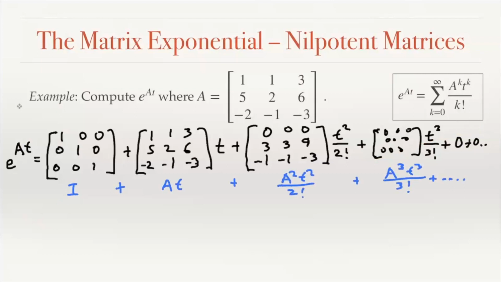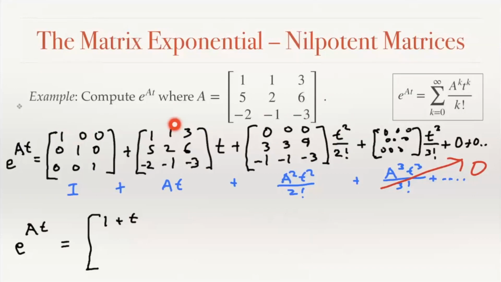And remember what this was plugging into here. That's I plus at plus a squared t squared over 2 factorial plus a cubed t cubed over 3 factorial. And we have found that everything past here is 0. So e to the at is just the sum of these 3 matrices. Remember that we need to distribute that t inside and distribute that t squared over 2 inside. And then we add together the corresponding entries. So up here, we have a 1 plus 1 times t plus 0 times t squared over 2. So that's a 1 plus t up there.